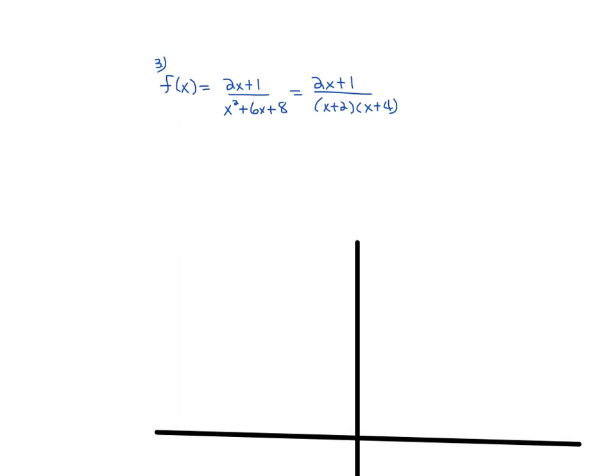Yes? What if it can't be factored? It will be for us. Otherwise, if it can't be, then you would do the quadratic formula and you would get radical asymptotes.